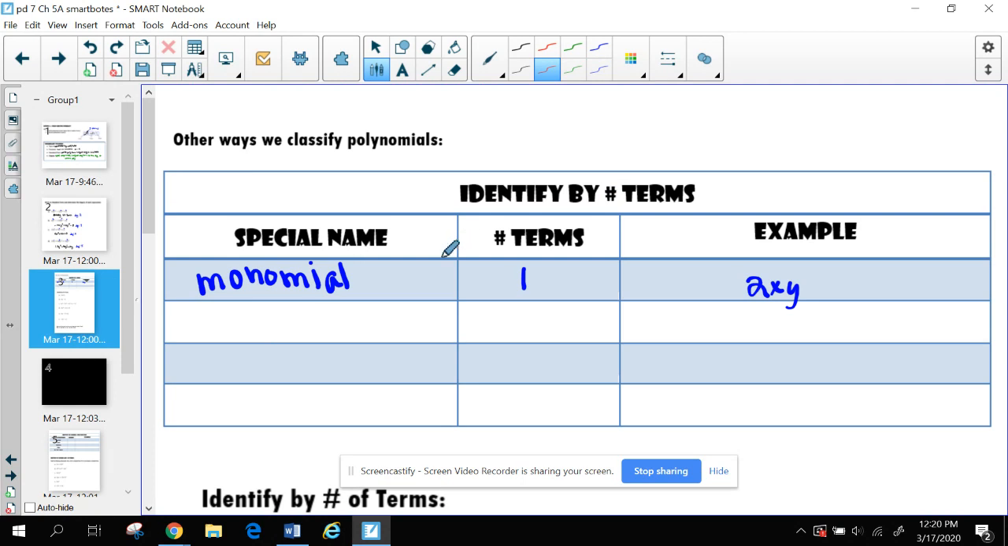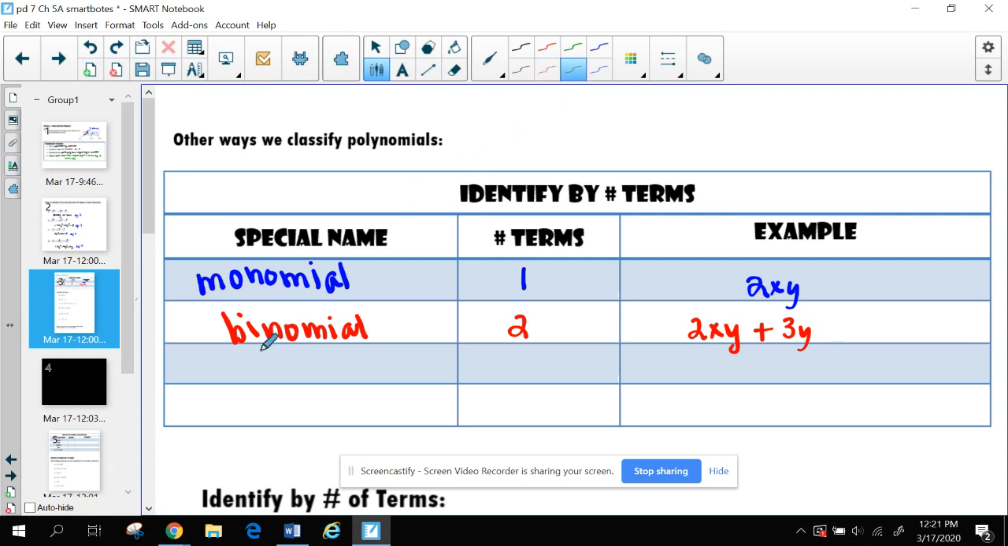And then 2 terms, just like you would ride a bicycle, this is called a binomial. 2 terms. Bicycles have 2 wheels, so binomial. This means there is going to be addition or subtraction, so it has to be 2 separate terms. So here I could use that same example, 2xy. Now I just need to make sure I add or subtract something from it. So maybe I'm going to add 3y.